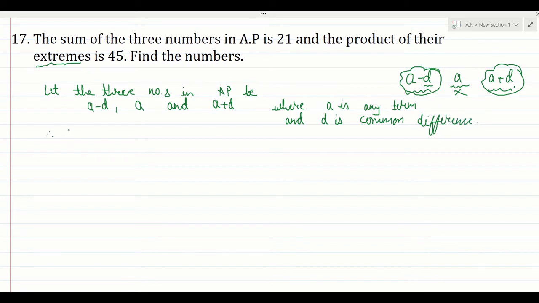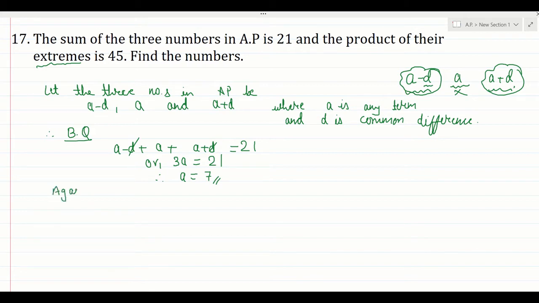Now, therefore, by condition, what is said? The sum of three numbers is 21. It means A minus D plus A plus A plus D is 21, or 3A equal to 21. Why 3A? Because minus D and plus D will be cancelled. Therefore, A is equal to 7.